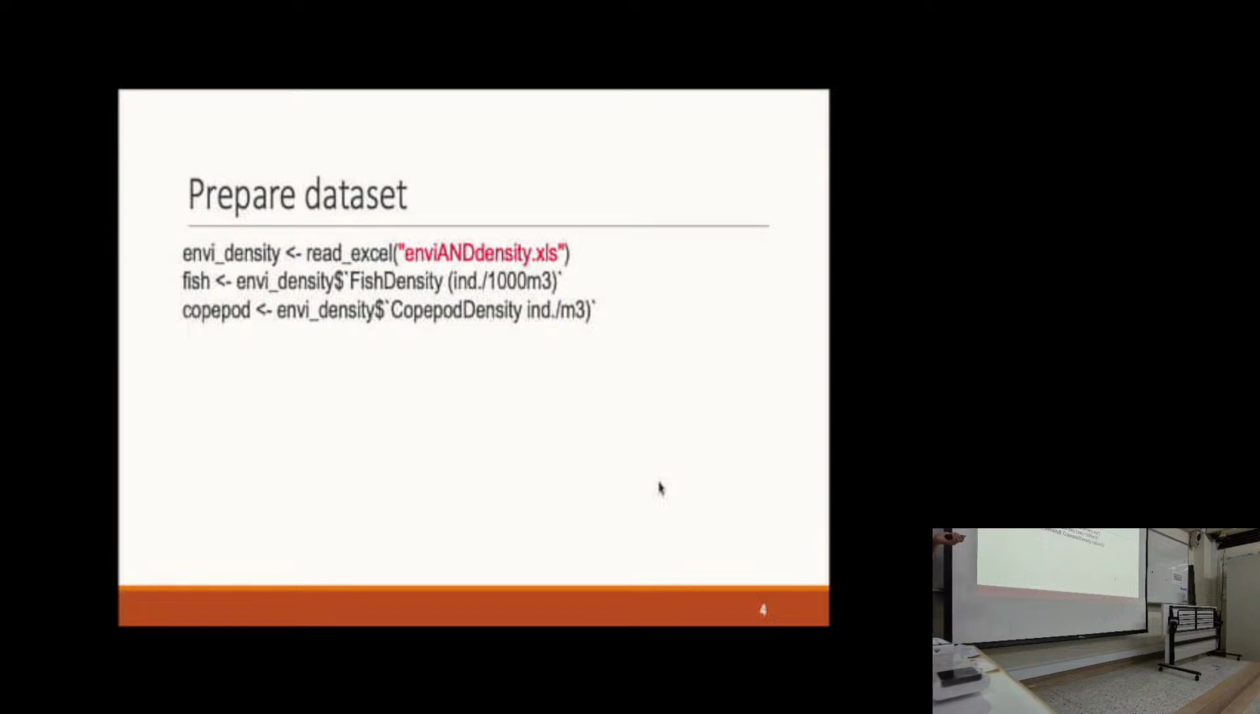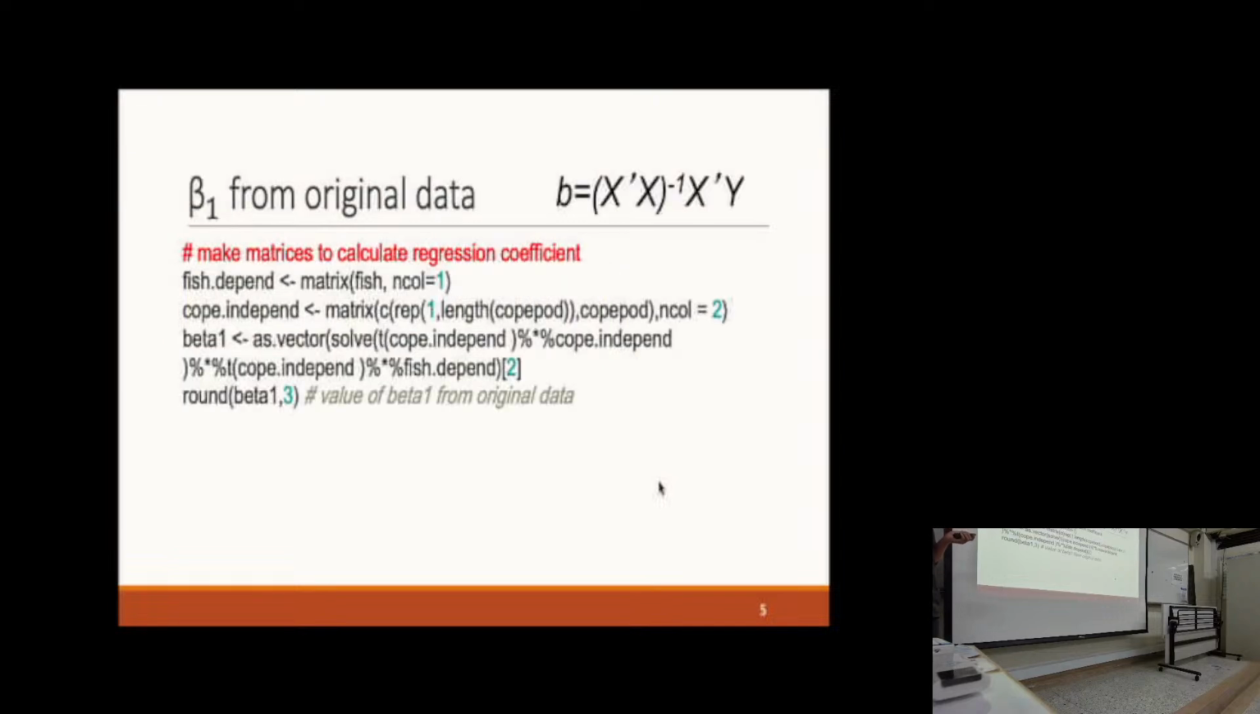Homework. These two objects contain the data I use in this homework, the density of fish and copepod. First, I want to calculate the beta 1 from the original data using this formula. First, I make a matrix to calculate it, and these are the two matrices.